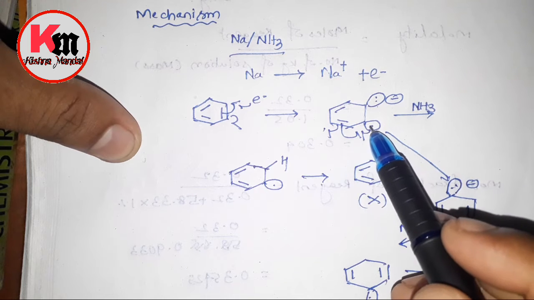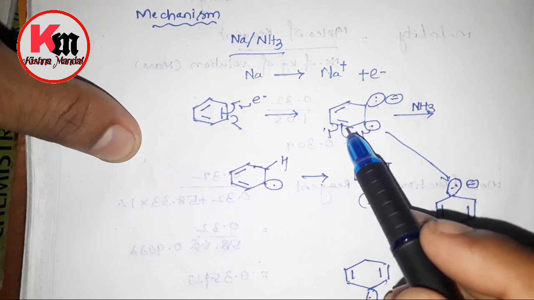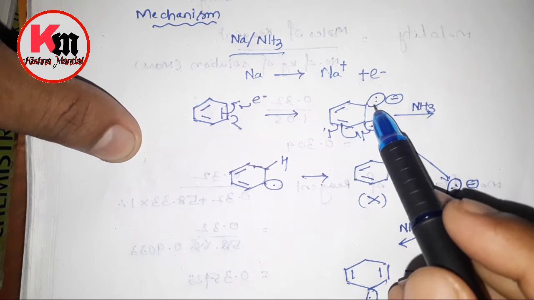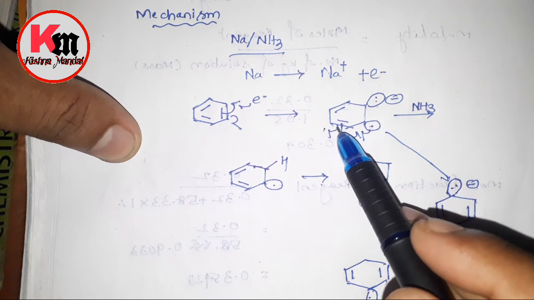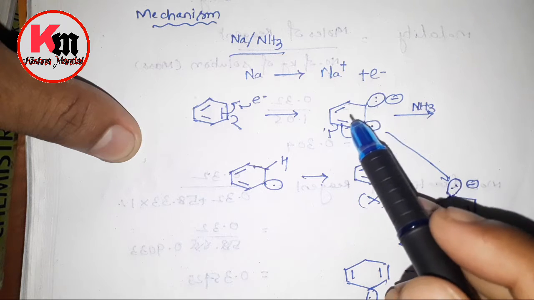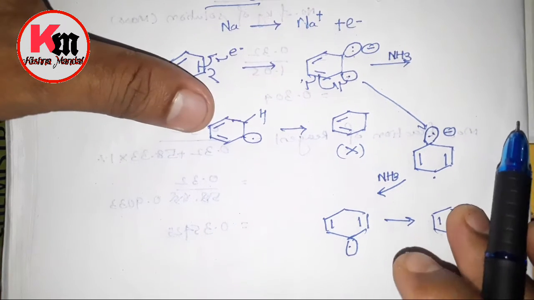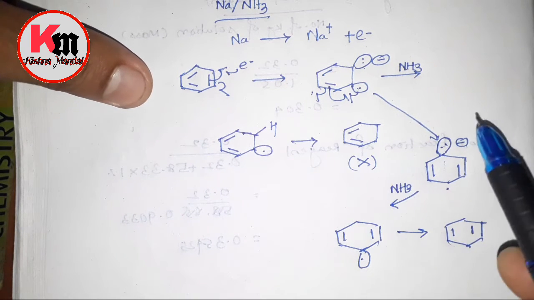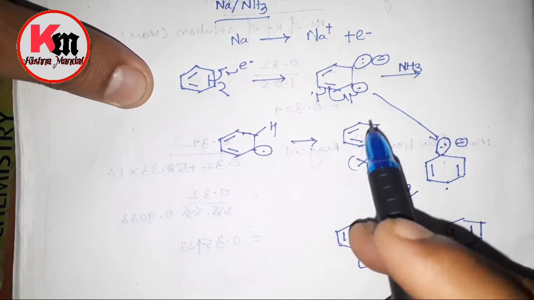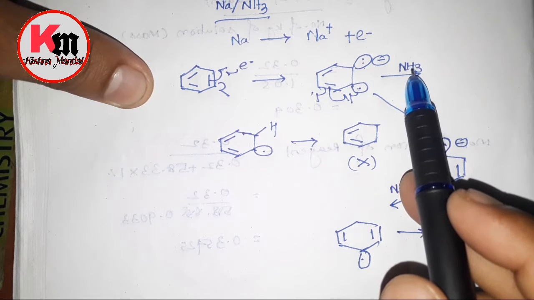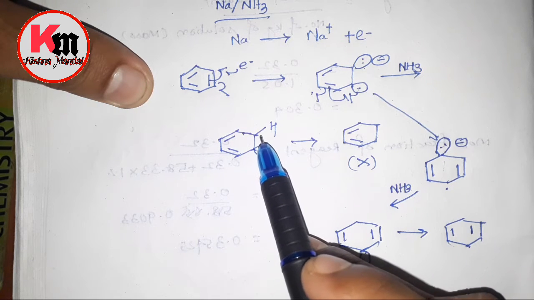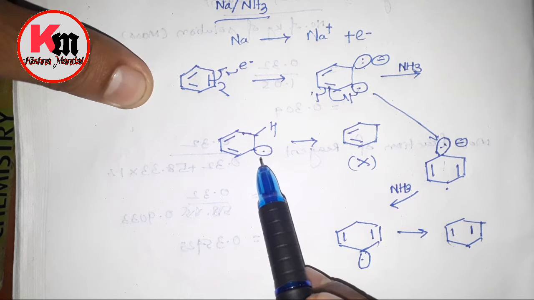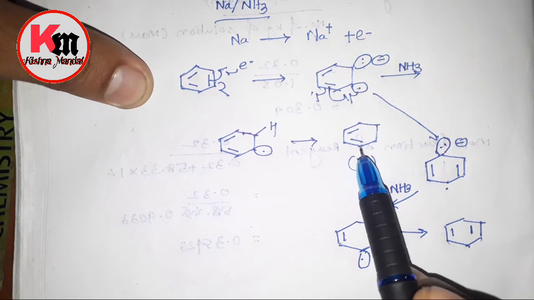So this electron pair forms a double bond when this double bond is cleaved. Finally, the radical form is at the 1,4 position. If we consider the product, this anion can take a proton and make this type of molecule. Again this radical takes another electron and makes an anion, and finally it converts to this type of product.